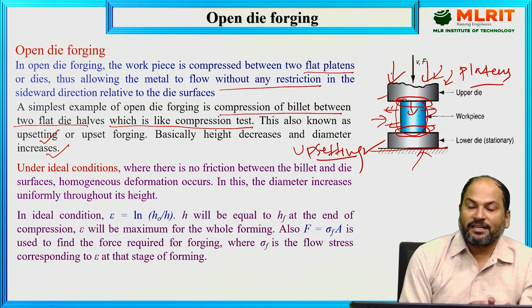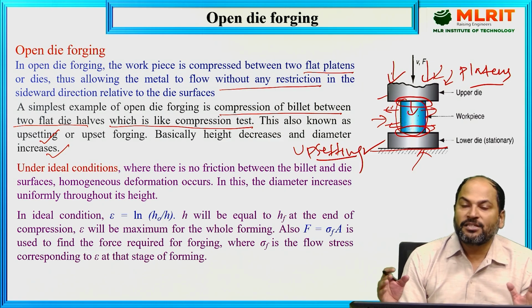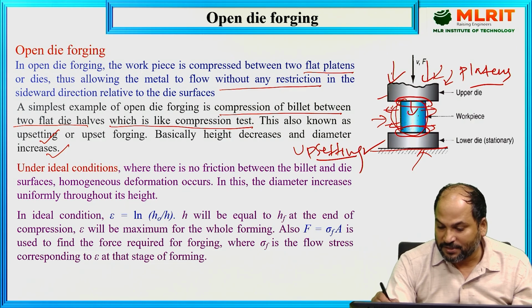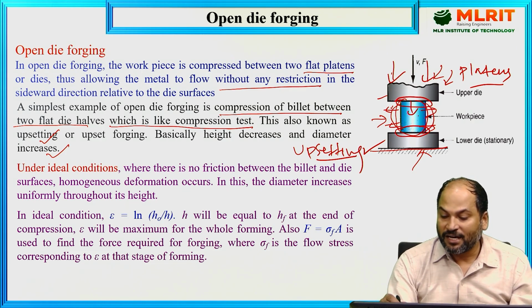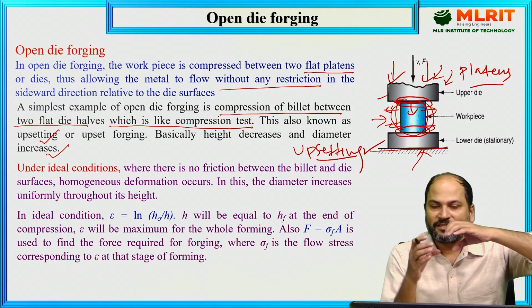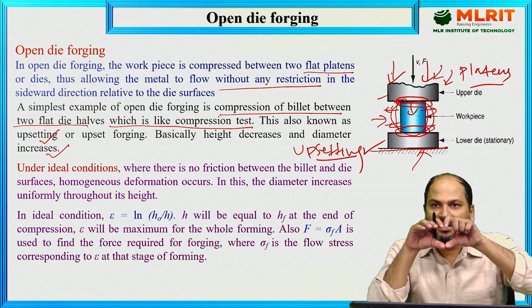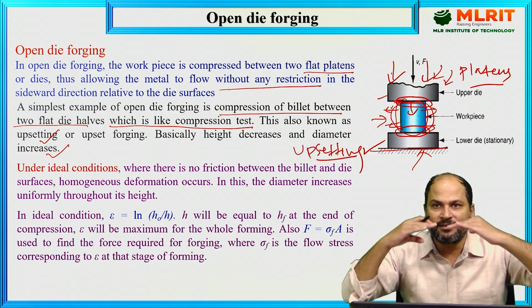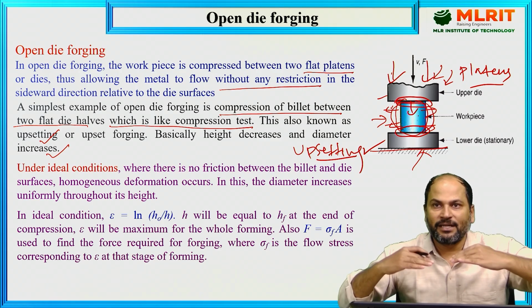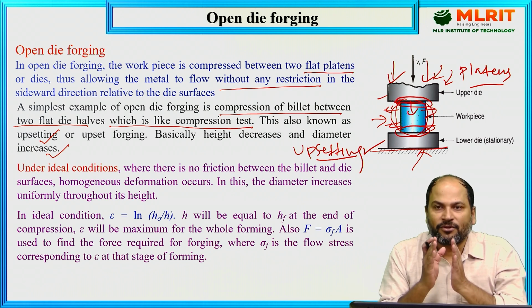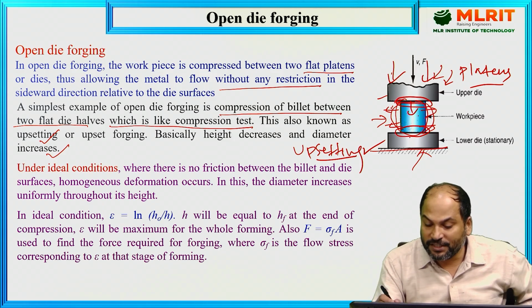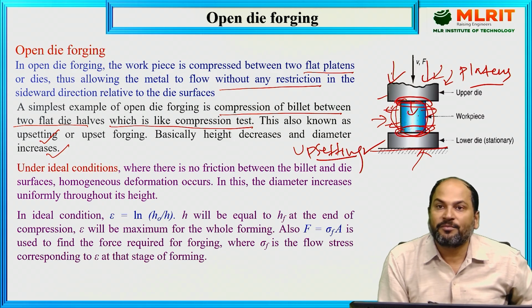So whenever there is ideal condition, there is no bulging of the material. What is bulging? It will not take this kind of shape. Why? Because here it is not fixed. As I am applying the pressure, this pressure is distributed uniformly, so the material will deform uniformly, homogeneously. Its length will decrease uniformly, and the cross-sectional area will increase uniformly. But if friction is there in this area, then there will be a problem.